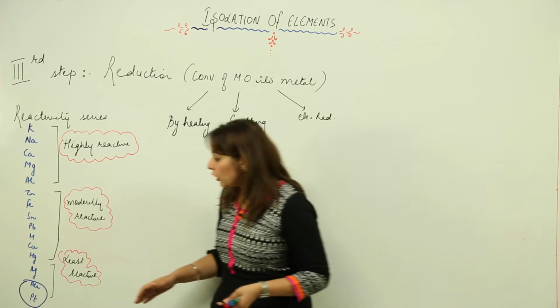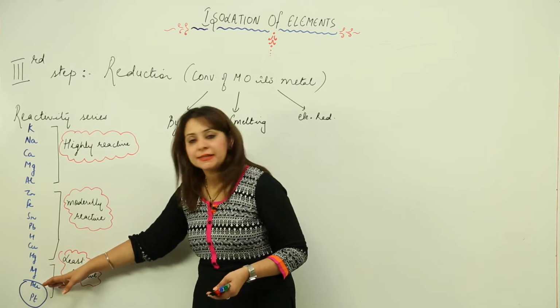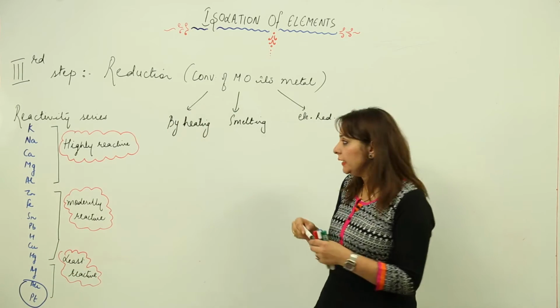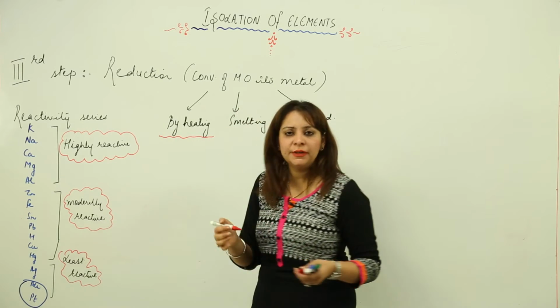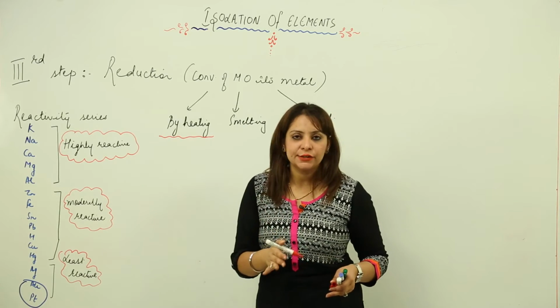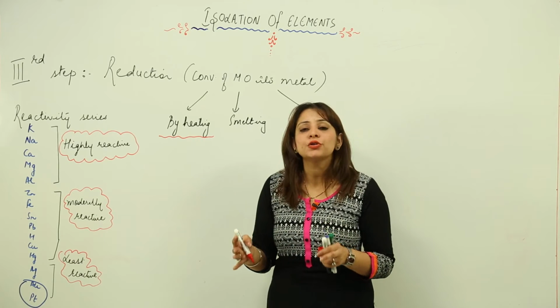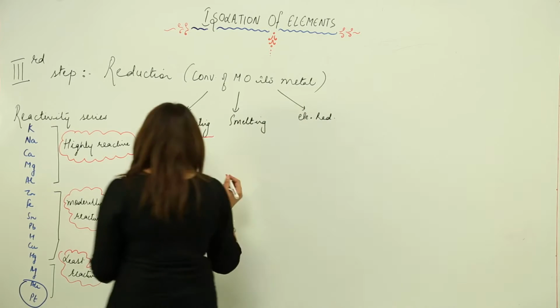But if we talk about the metals which are present above it, like copper, mercury and silver, we can do it by heating. As you can see, they are less reactive, I'll not use the word least reactive. So that means the bond between oxygen and the metal is not so strong. So we can easily cleave that bond by heating. So let's see how.